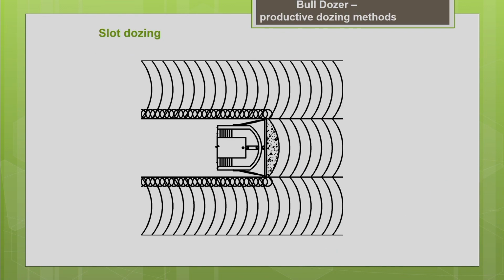This picture also indicates slot dozing. You can see when the bulldozer is moving through this particular cut, the end spillage is being formed at both ends of the blade. This is the end spillage. When you go to the other passes, this end spillage will act like a wall for the subsequent passes. The end spillage formed during this particular pass will act like a side wall for the subsequent passes. When the bulldozer is passing through this path, this will act like a wall and prevent further spillage.